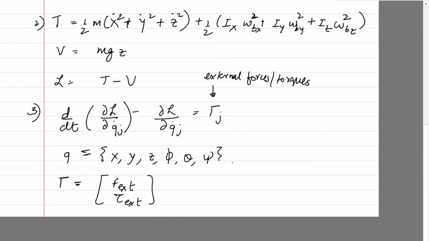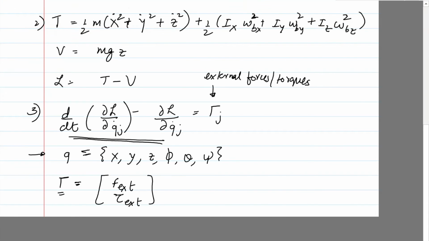So let's see how we get this. This part is very clear. This is very easy to find, the left hand side of this equation. We've done it numerous times. The right hand side is the one which is less obvious. So let's see how to write the equations for capital tau.